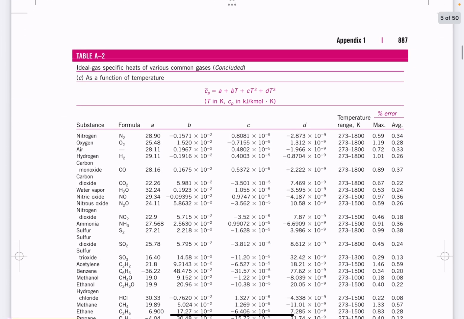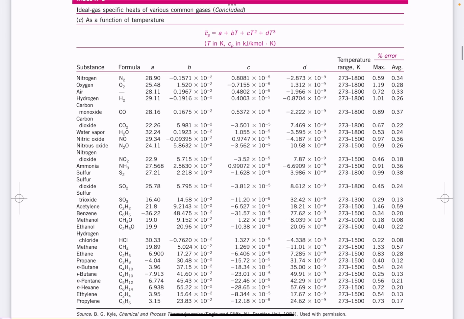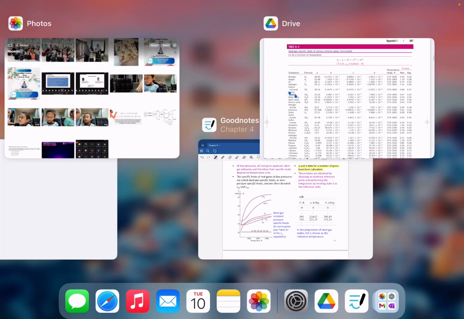Table A2C is another way of calculating the specific heat capacity, using a function of temperature. This is much more complicated, where you need to do some integration, but don't worry, we don't ask you to use this 2C table.